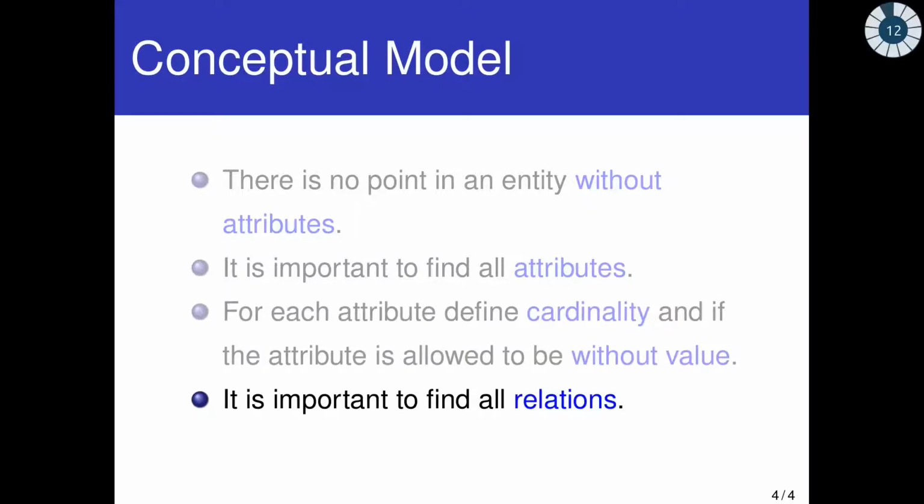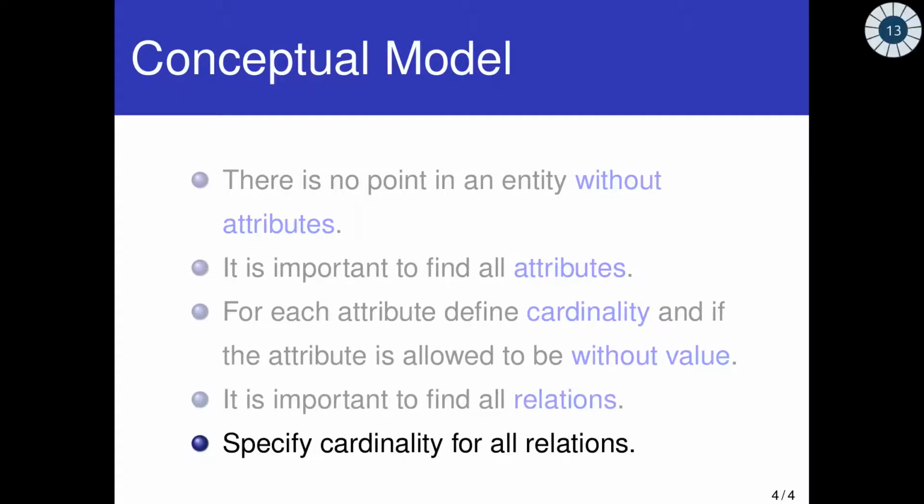It is also important to find relations. The conceptual model is supposed to illustrate data, and not only data, but also the relations between the data. So therefore it's important to find all relations. And it's also important to specify cardinality for all relations. That will be of big help when, as we will see later, creating the database. So those are things that are more important now in the conceptual model than in the domain model. But we can still use the same method, keeping these five bullets in mind.